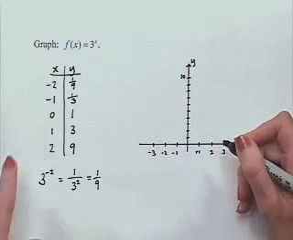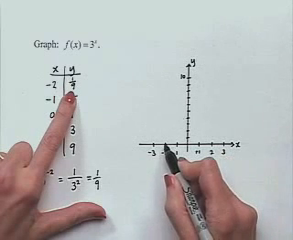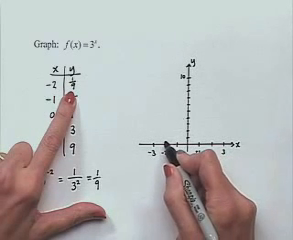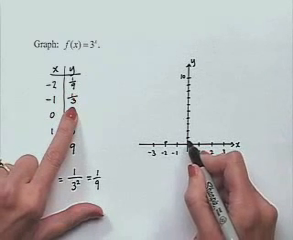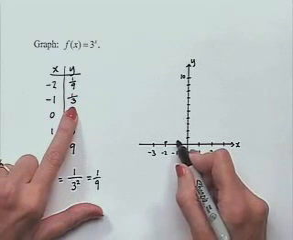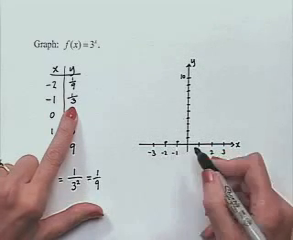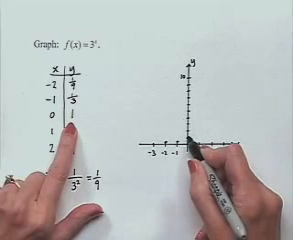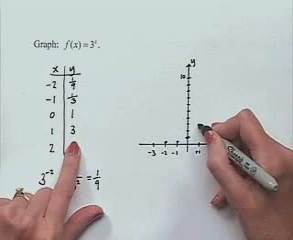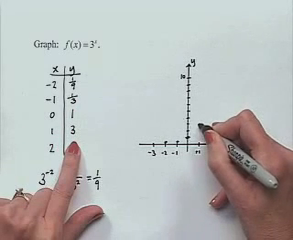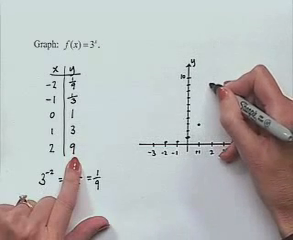Let's plot some points. We have -2, 1/9. Now, -2 is 2 units to the left. 1/9 is going to be very close to the x-axis without touching. -1, 1/3. We're going to move just slightly upward. It's very hard to tell that we've moved up here because it's so slight. 0, 1, we're going to be on the y-axis, 1 unit up. 1, 3, we're going to be over 1 and up 3 units. And 2, 9, over 2 units and up 9.